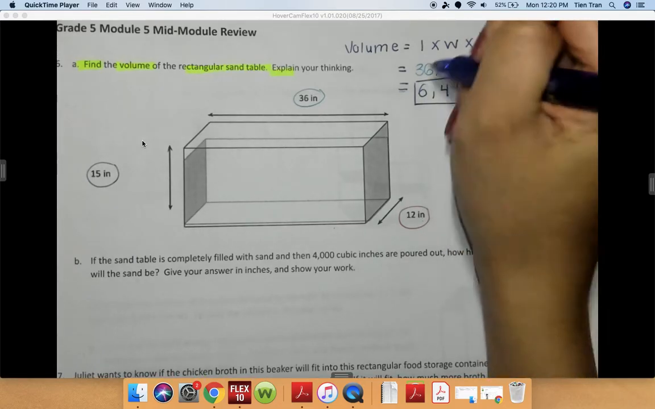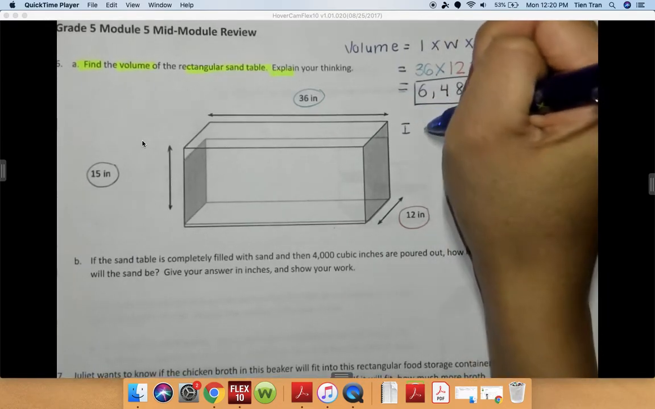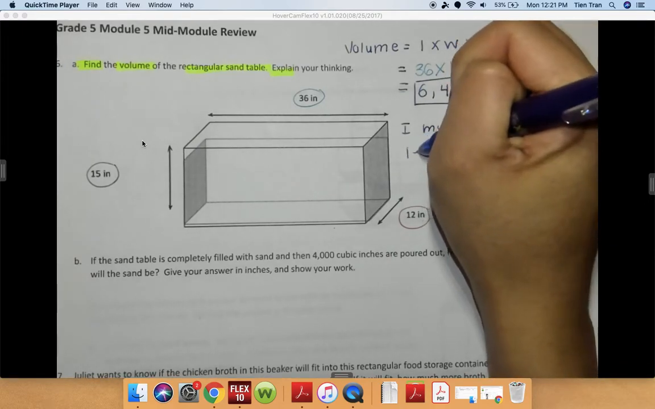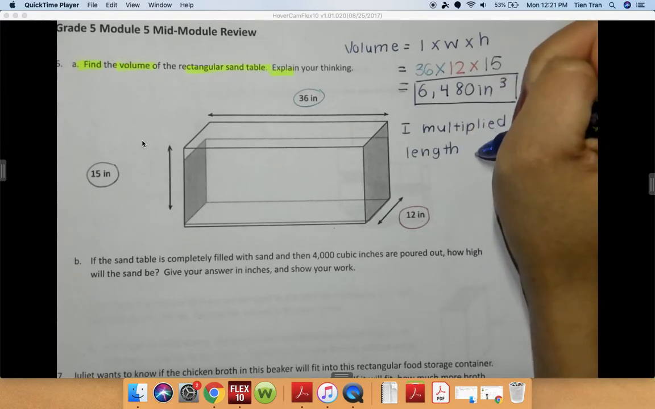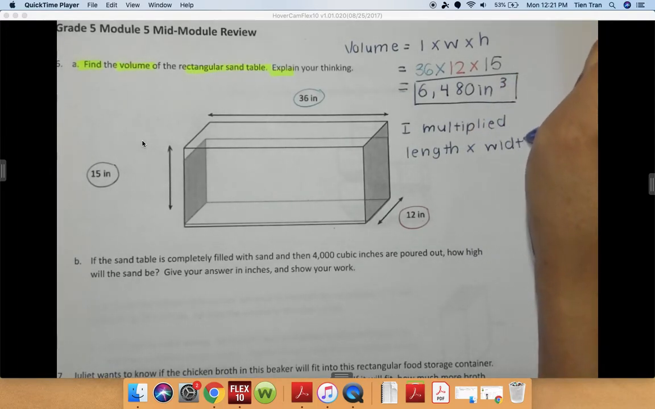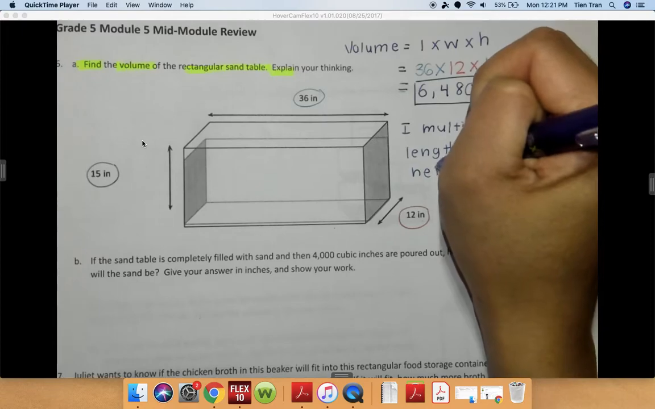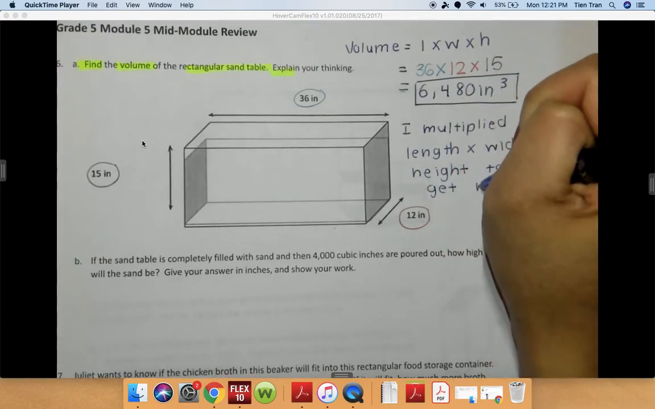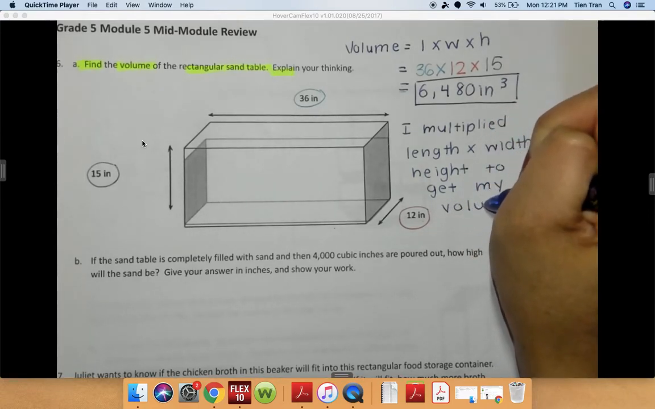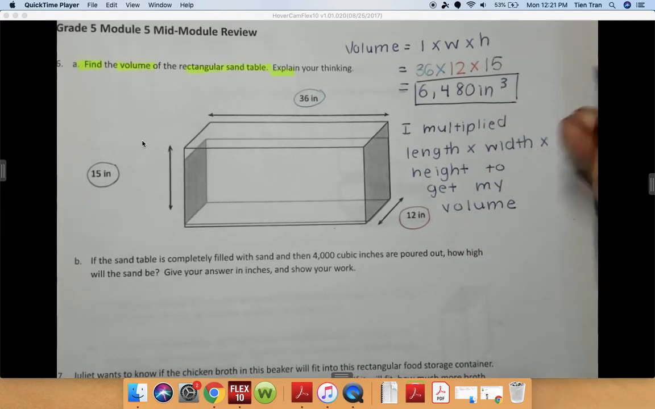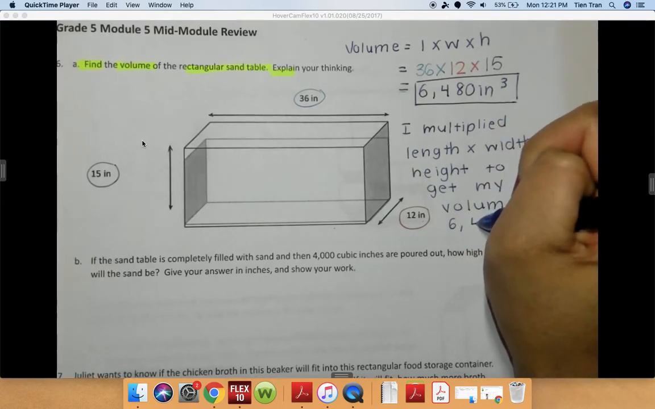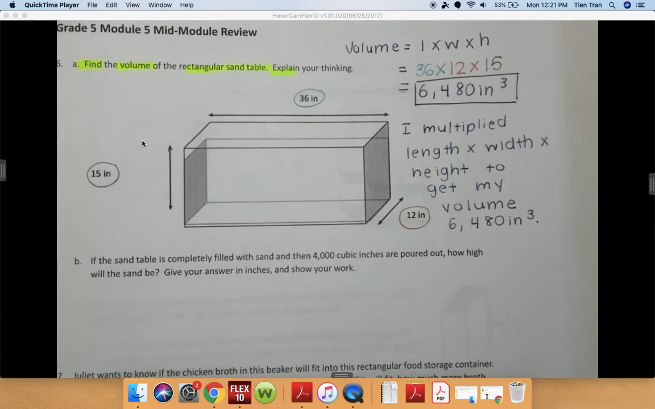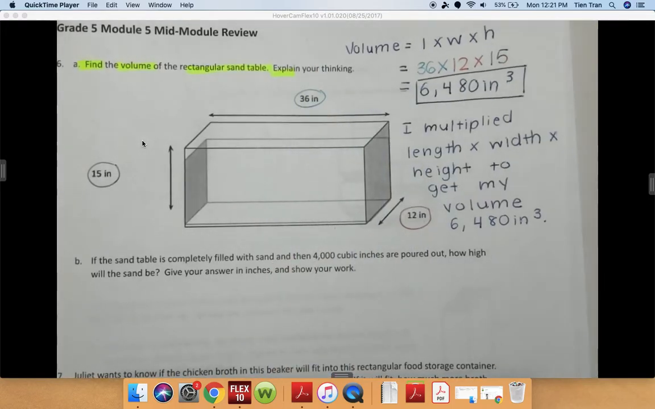So I'm going to explain what I did. I multiplied length times width times height to get my volume, which is equal to 6,480 inches cubed. Okay, make sure you are explaining if it asks you to explain.